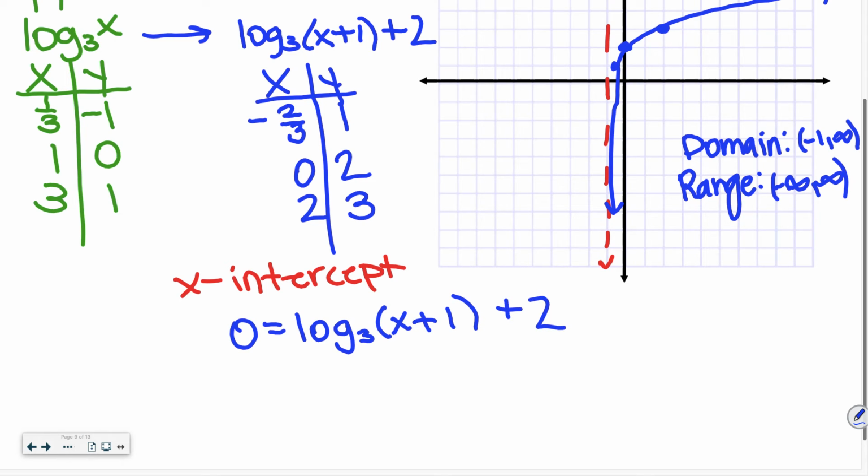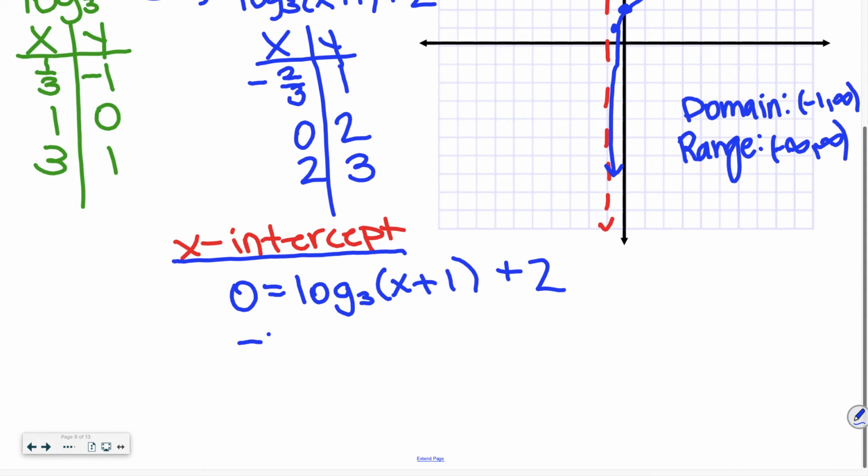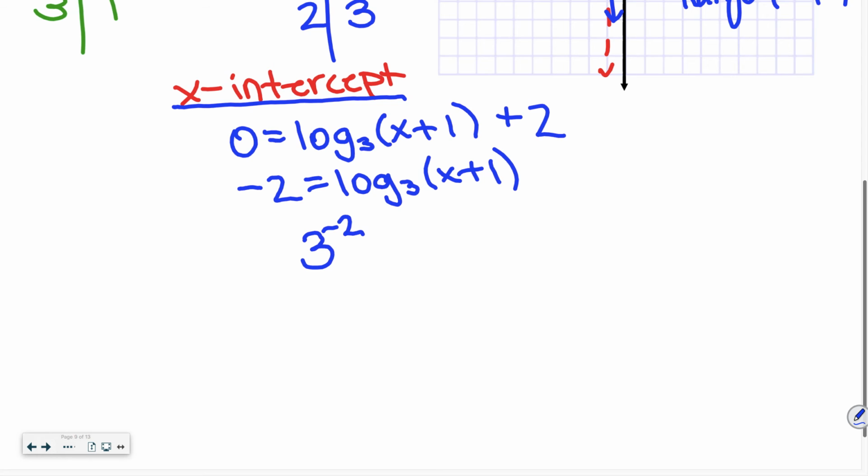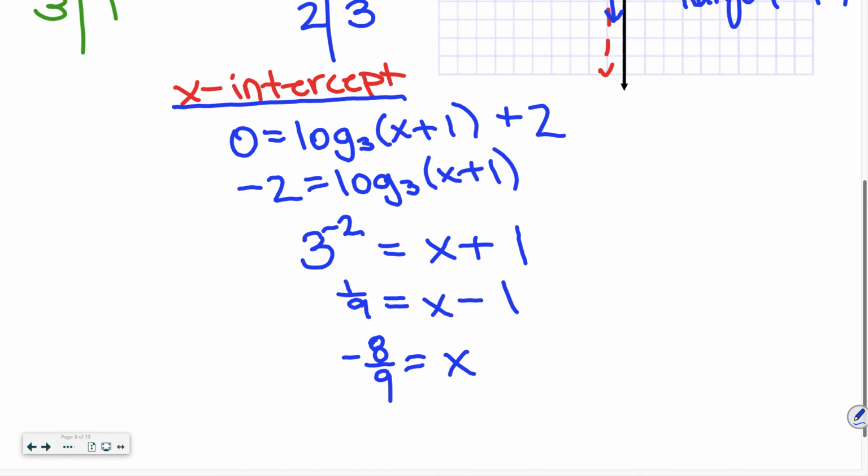And I know we haven't officially talked about how to solve a logarithmic equation, but I think we have enough background to where we can figure out what our x-intercept is, right? Yeah. Okay, what would we need to do first? Minus 2. And subtract. Okay. Yep, now we can do our switching around, right? We know that 3 raised to the negative 2 power should equal x plus 1. Well, 3 to the negative 2 power, that's the same as 1 over 3 squared, which is 1/9. And then we subtract 1 to get negative 8/9.